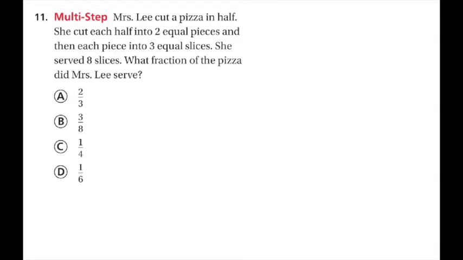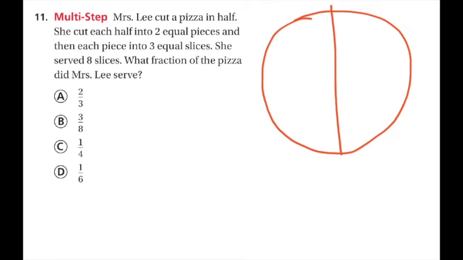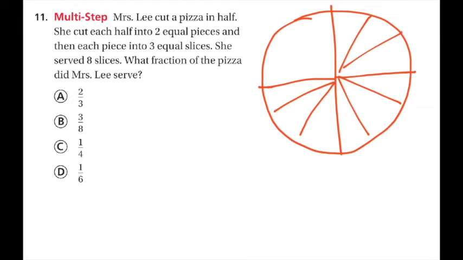So I need to draw a picture to visualize this one. Alright, so I'm starting to draw this problem out. She has a pizza, she cut it in half. You see I've done that. Then she cut each half into 2 equal pieces, so that's just like dividing those, just like that. And then it says she cut each piece into 3 equal slices. So now I have 3 slices there, 3 slices there, 3 slices there, 3 slices there.